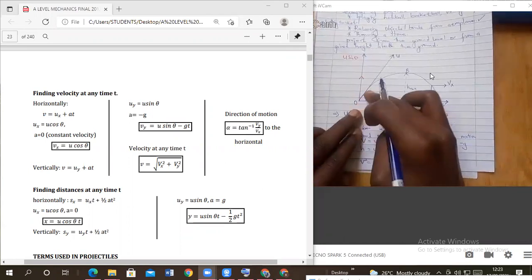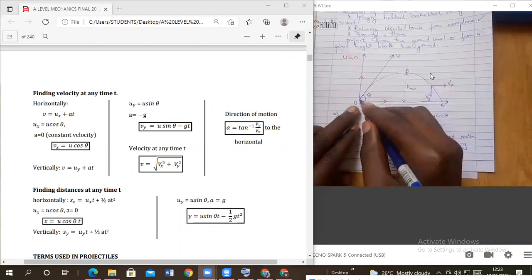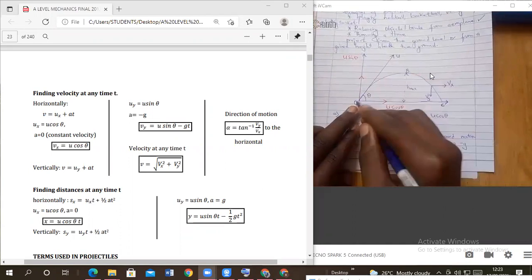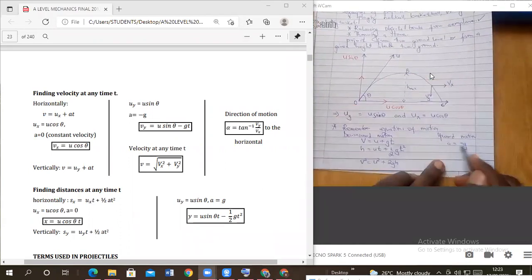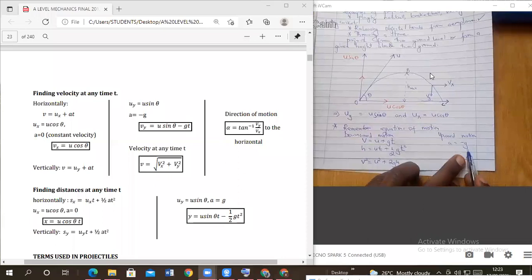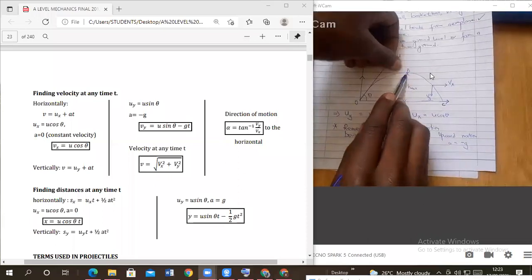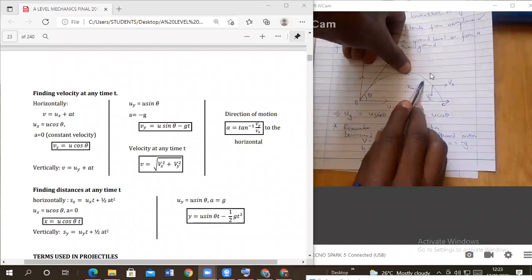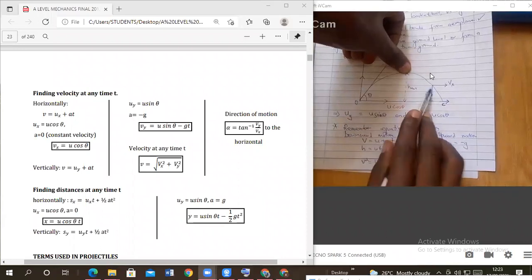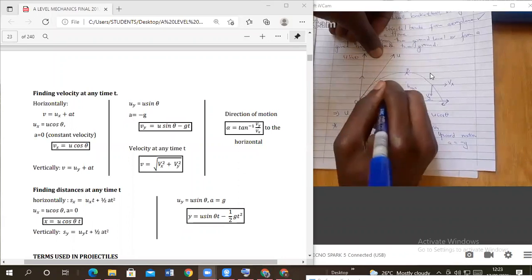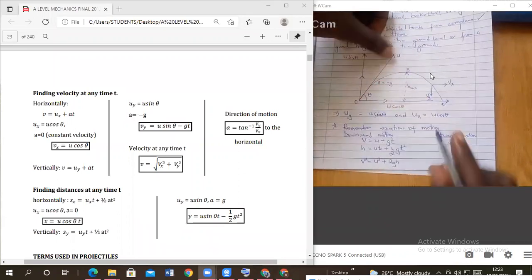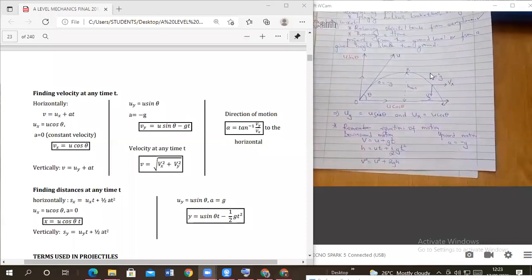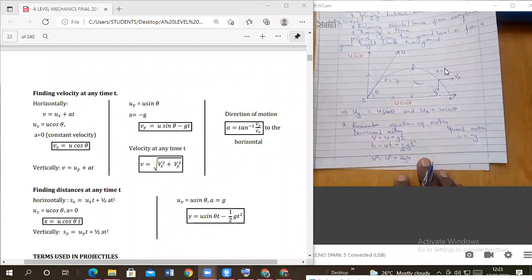One, at this point, the body is still going up, which means it's moving against gravity. So if it's going up, our acceleration must be negative G. Then after reaching point B, which is the maximum height, the body is now coming down. When it's coming down, A is equal to positive G. Have you seen that?